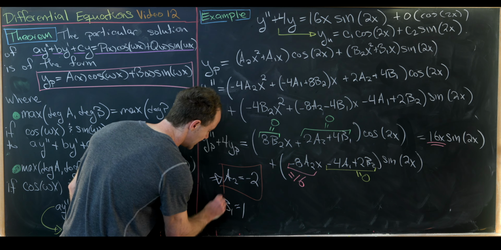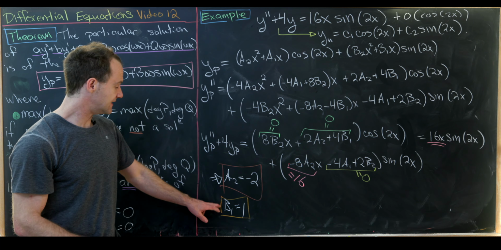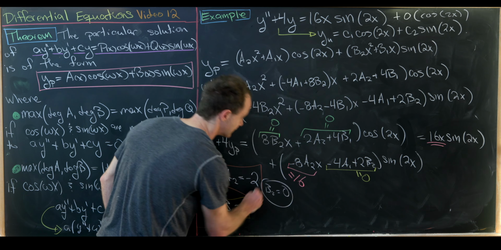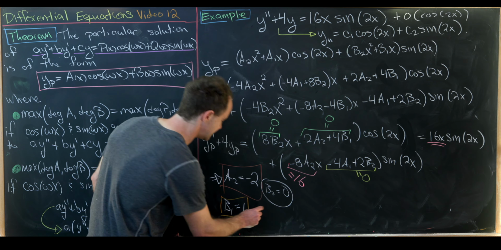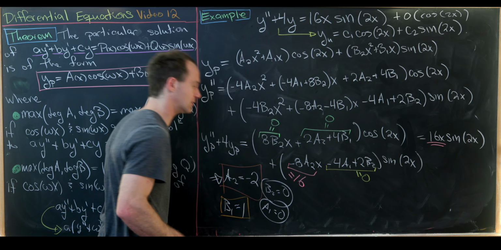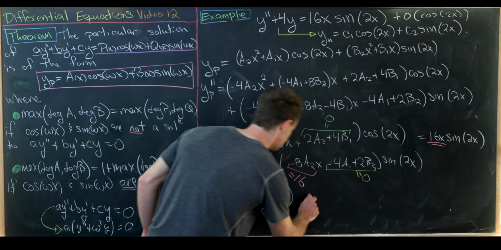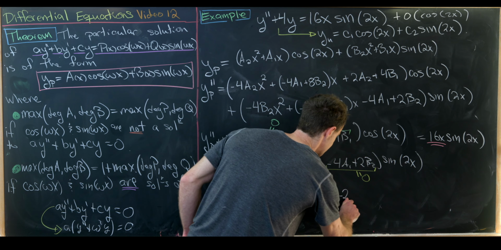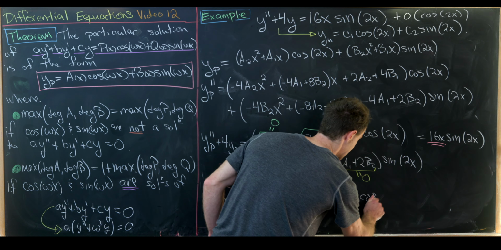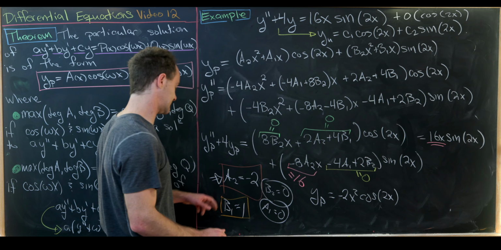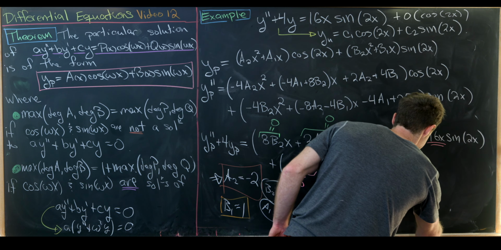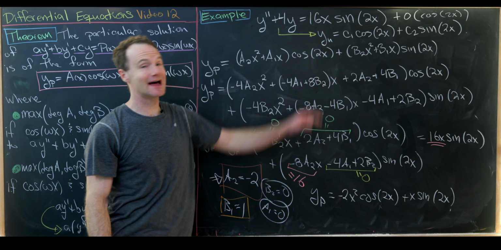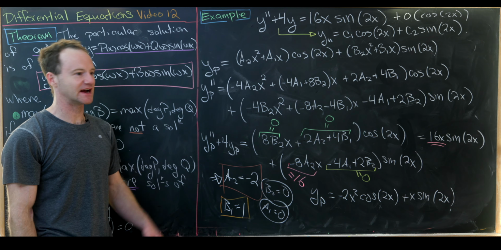So we've got that b1 is equal to 1. And then b2 is equal to 0 from this equation, so b2 is 0. And then finally from here we also see that a1 is equal to 0. So that gives us our final solution for our particular part, and that'll be minus 2x squared times the cosine of 2x, and then plus x times the sine of 2x. And of course we need to add that to our homogeneous part if we wanted a final solution.